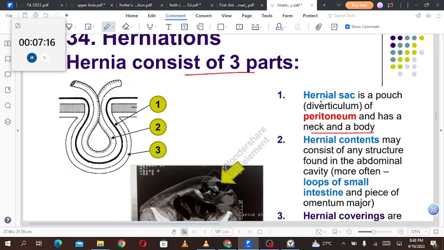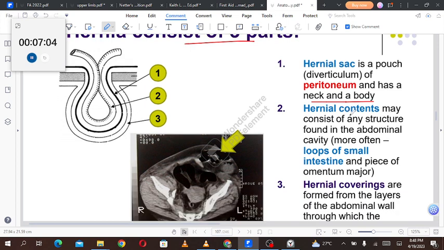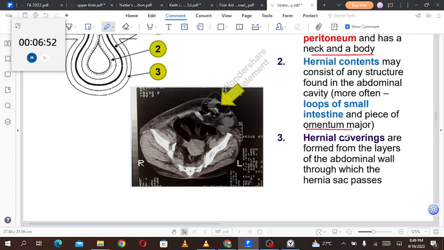Okay, so the hernia sac, the black one, is the peritoneal outpouching. It is a pouch or diverticulum of the peritoneum that has a neck and a body, and that contains the herniated content. The hernial contents may consist of any structure found in the abdominal cavity, more often loops of small intestine and pieces of omentum majus. Okay, the greater omentum can also be a part of the herniated content.